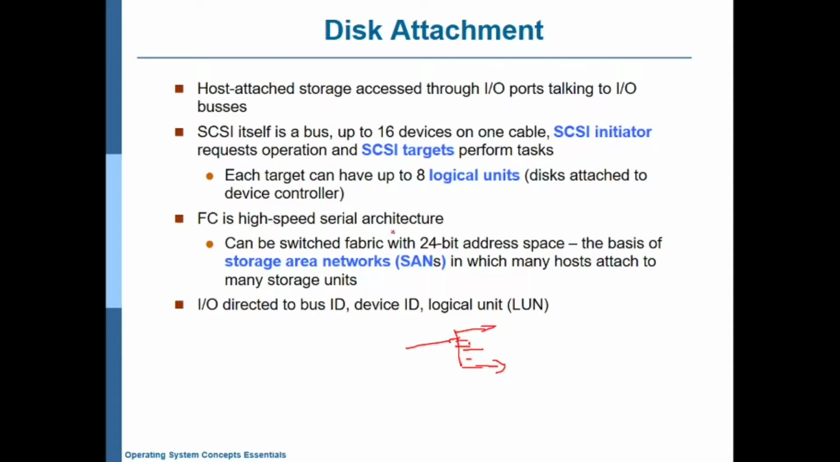This is about SCSI and how it works. Now the Fibre Channel. Fibre Channel is a high-speed serial architecture. It can be a switched fabric with a 24-bit address space, the basis of the storage area network, in which many hosts are attached to many storage units. Fibre Channel works much faster than SCSI, and with the 24-bit address space we can send the data in a fraction of a second.